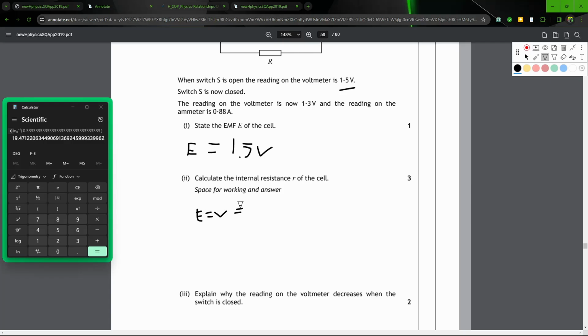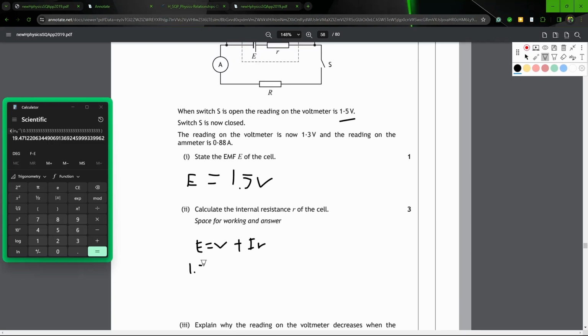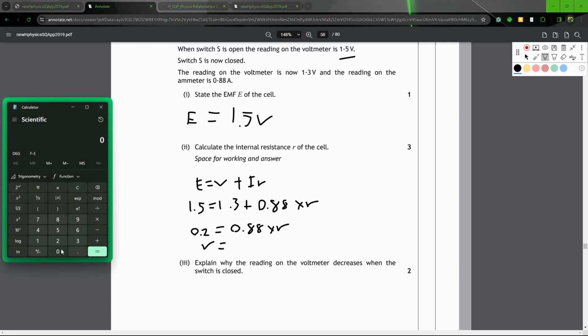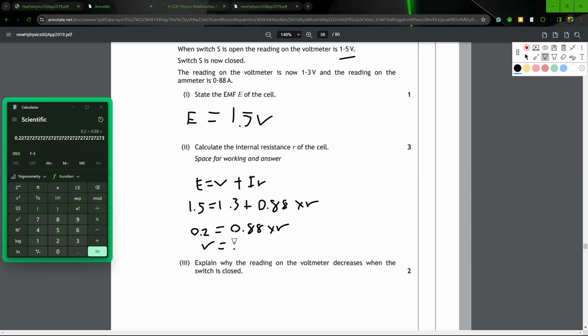So V is the current voltage, and then Ir, that's the current times the internal resistance. So 1.5 equals 1.3 plus 0.88 times r. If we take away 1.3 from both sides, that's 0.2 equals 0.88 times r. If we divide both sides by 0.88, we should get r. So 0.2 divided by 0.88, we get this number, which is our internal resistance.